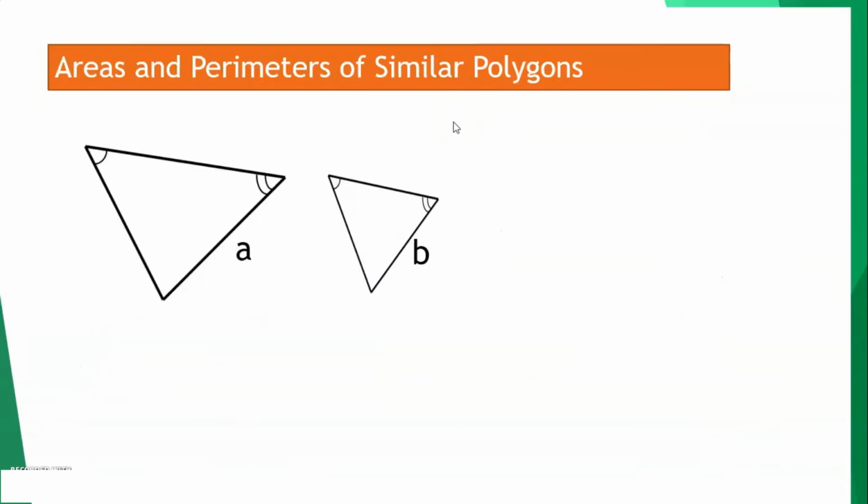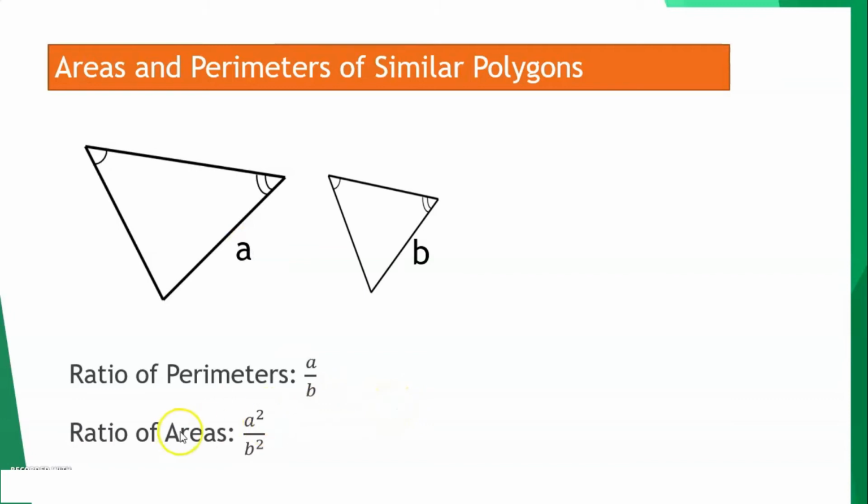Let's have this one. Given this triangle, the side here is A and this is B. So the ratio of their perimeters is A/B. The ratio of their areas would be A squared over B squared. Now suppose this side here is 8 and this side here is 5.